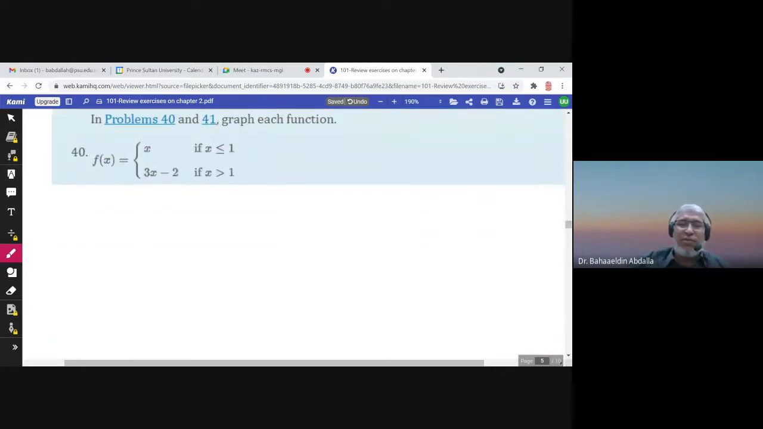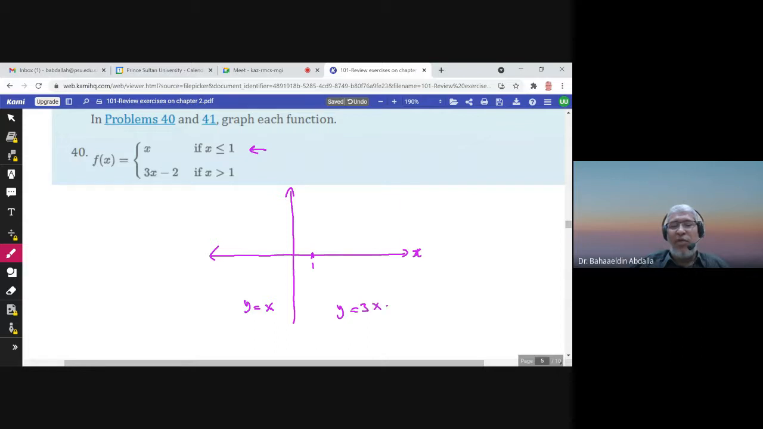Graph each function. This is a piecewise function. Look how to graph the piecewise function. The important number here is 1. So x here is 1. Now when x is less than 1, I need to graph y equals x. This is the first definition. If x is greater than 1, I'll graph y equals 3x minus 2. Well, both are straight lines. So I need 2 points to sketch the graph of each one of them.